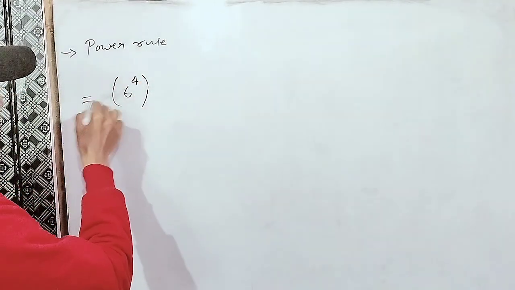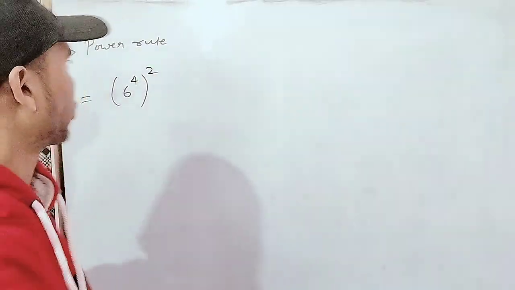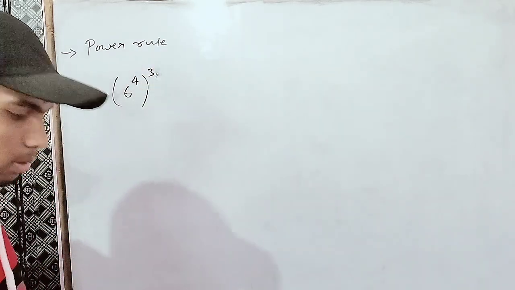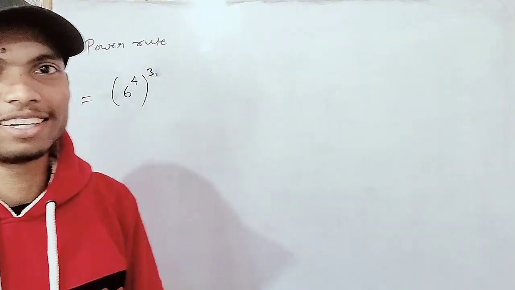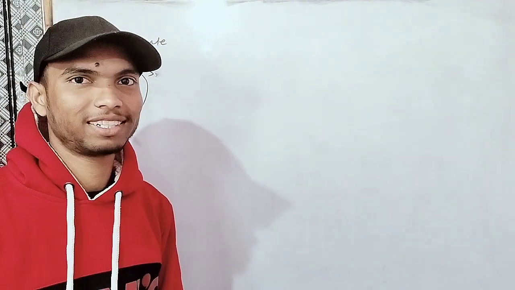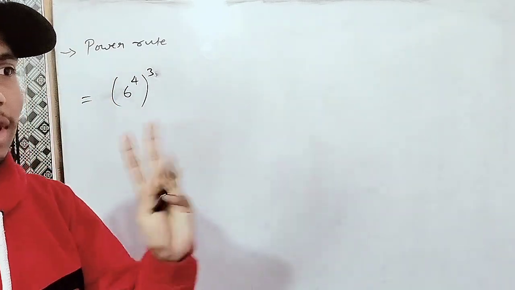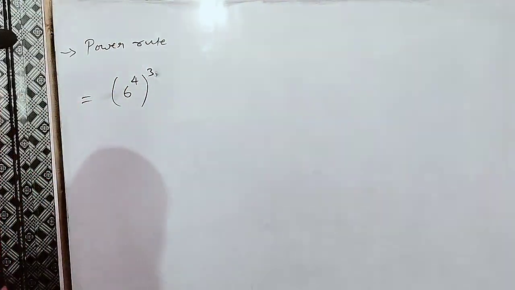What if our question, our problem is like that? Means we have two powers. One is 4 and the second is 3. We have two exponents. First is 4, second is 3. So how can it be solved? Now this is the question. How can it be solved?